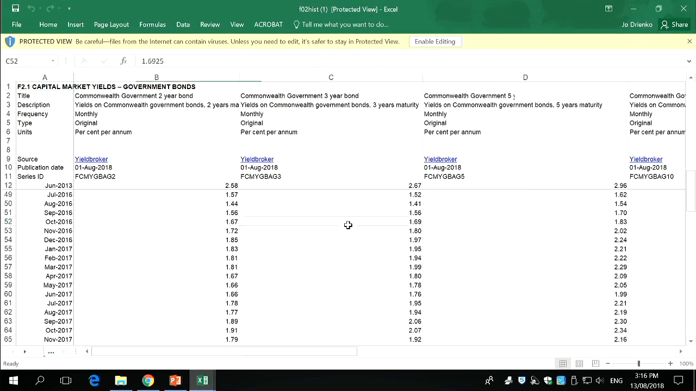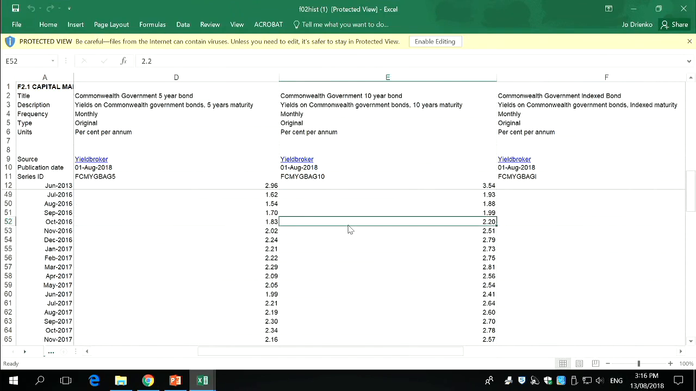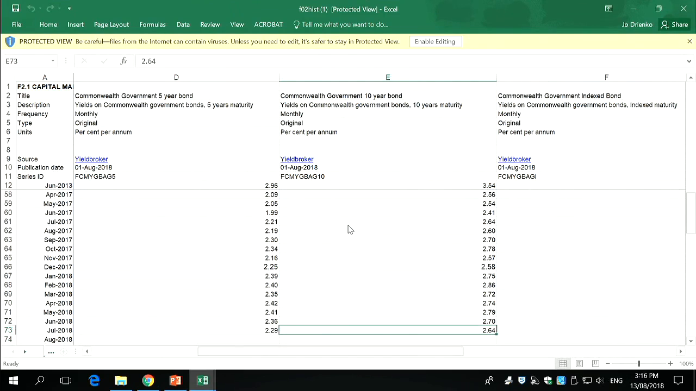The risk-free rate, so we either use the 5-year or the 10-year. We'll get to which one. The current risk-free rate is about 2.64%. And that's a market rate. Government bonds are very liquid. They're traded every day.